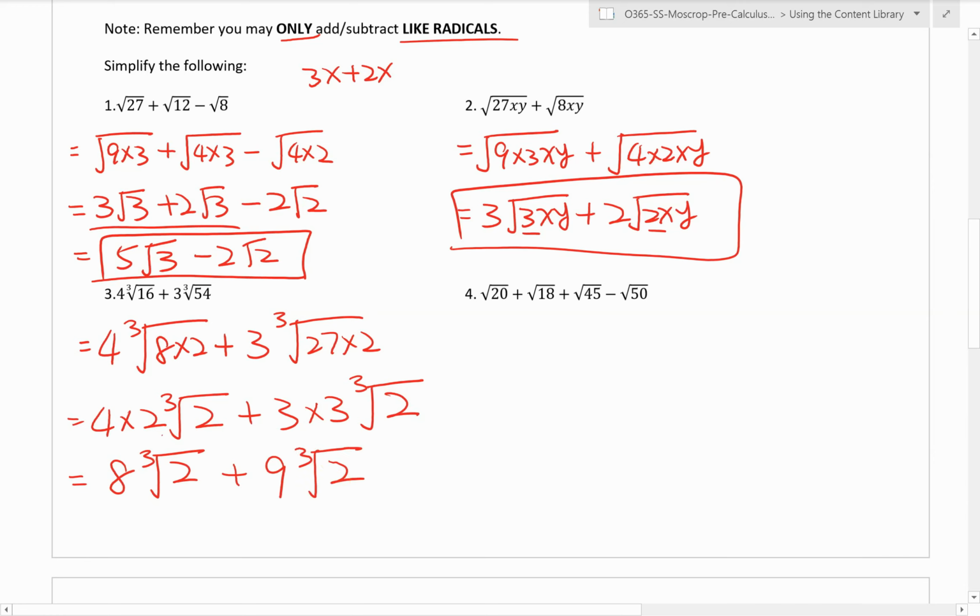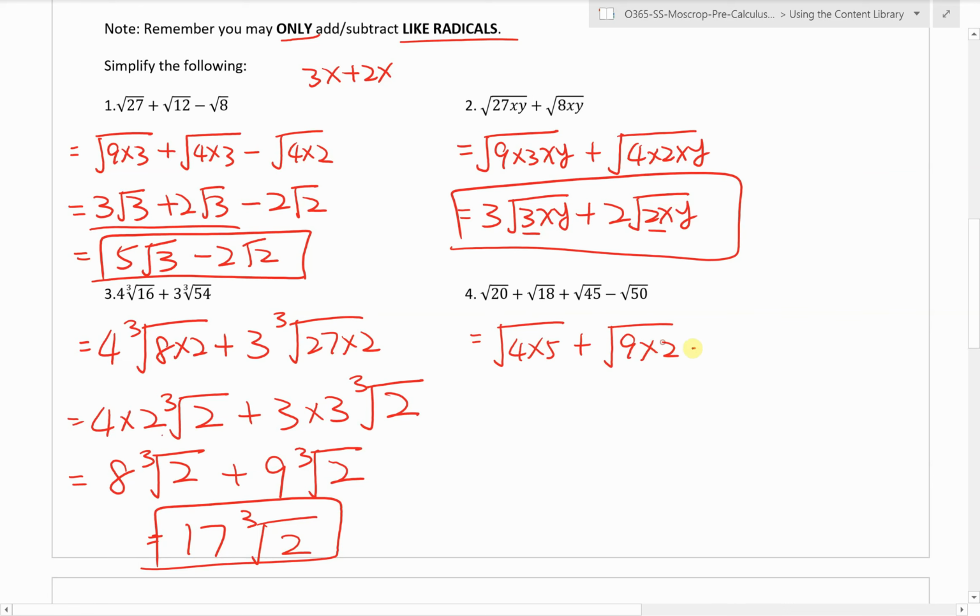They both have cube root of 2, so like radicals, add them together. So now we can add them, right? 8 apples plus 9 apples, 17 apples. So 17 cube root of 2. Okay, number 4. Root 20 is root of 4 times 5, sorry.